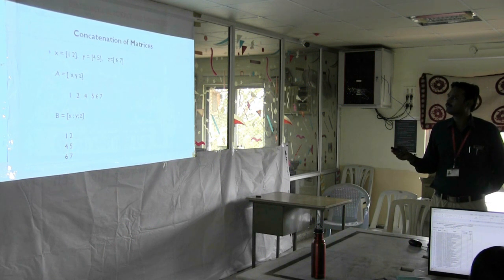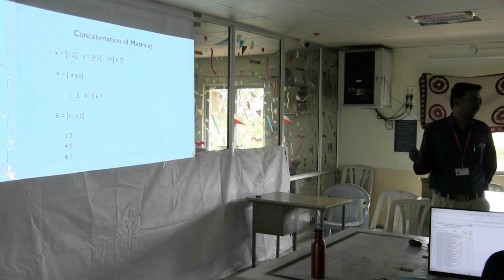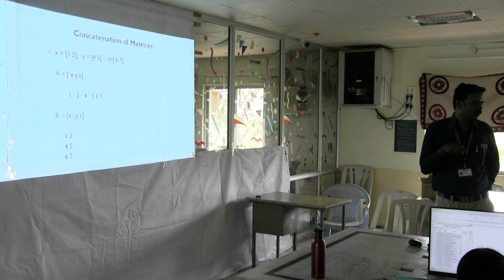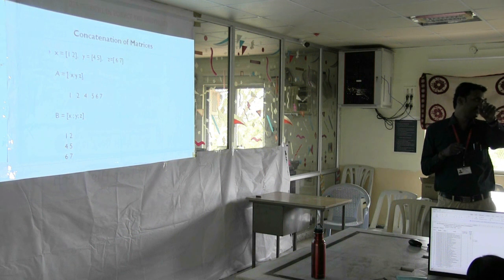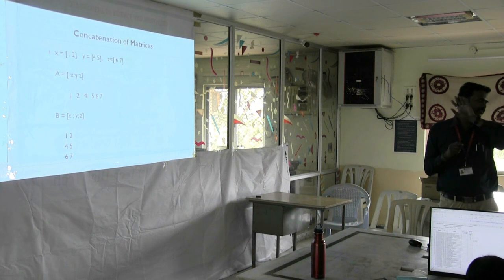So does a comma mean it will come down, sir? Not down. Only a semicolon will come down. A comma means it will come across with a space: 1 space 2 space 3, otherwise 1, 2, 3.